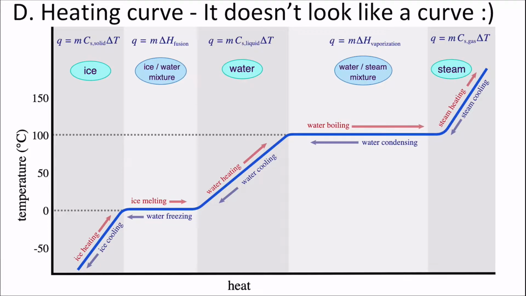This is called a heating curve. I know it doesn't look like a curve, but it is still really useful. Let's talk about the X and the Y axis first of all. So going across the X axis, we are adding heat or energy. So as you go across, there's more and more heat being added. And then the same thing with the Y axis, as you go up, it's increasing. And in this case, it's increasing the temperature.